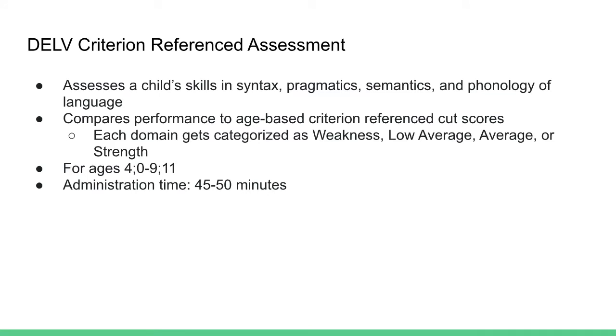Another part of the DELV assessment package is the DELV Criterion Reference Assessment. It assesses the child based on 4 domains of language, which include syntax, pragmatics, semantics, and phonology. Administration and test stimuli are the same as the norm-referenced assessment, which will be discussed later. However, it differs in scoring, as the child's score is compared to age-based criterion reference cut scores. Each domain is categorized on a 4-point spectrum from weakness to strength. The administration time for this assessment takes 45 to 50 minutes.